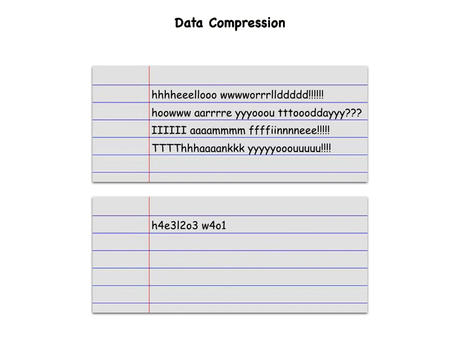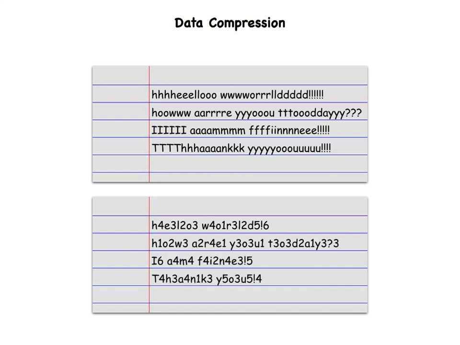Instead of 1 O, we'll write O and 1. Instead of 3 R's, the letter R and 3. Instead of 2 L's, the letter L and 2. Instead of 5 D's, the letter D and the number 5. And instead of 6 exclamation points, we'll write the exclamation point followed by the number 6. And then repeat this process on the remainder of the paragraph.